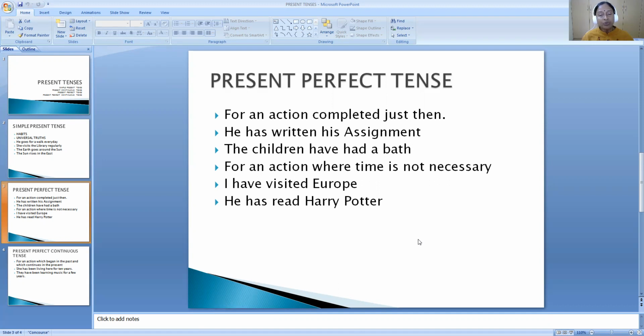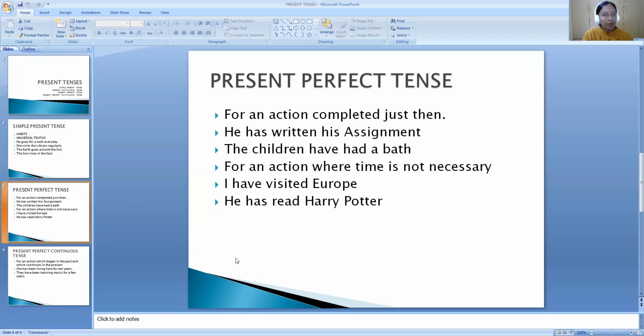And sometimes we use the present perfect tense for an action where time is not at all necessary. For example, when I say I have read Harry Potter, or I have visited Europe, there is no need for the time factor to be introduced. There is no necessity. So even in these kinds of situations, you can use the present perfect tense, my dear friends. So I hope you have understood the present perfect tense.